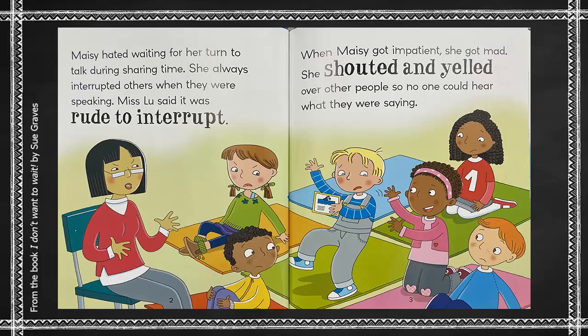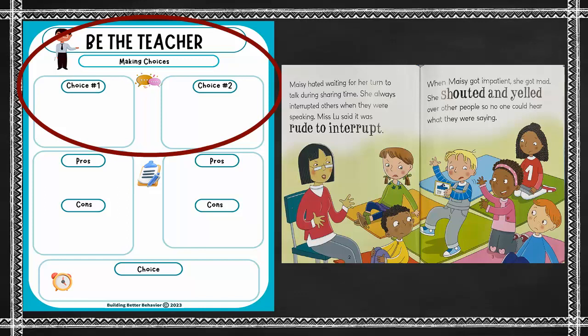Here's our last scenario. Maisie hated waiting for her turn to talk during sharing time. She always interrupted others when they were speaking. Ms. Lu said it was rude to interrupt. When Maisie got impatient, she got mad. She shouted and yelled over other people so no one could hear what they were saying. If you are the teacher, what two choices would you give Maisie? Pause the video as teachers write down the two choices.